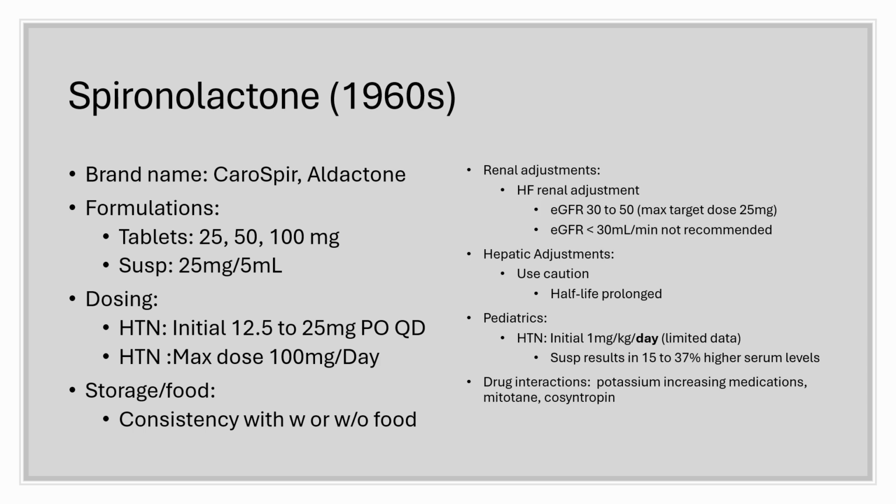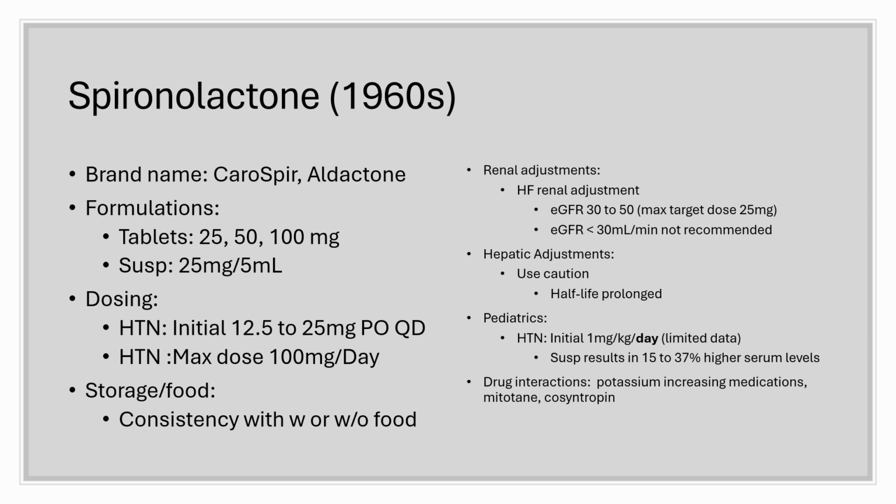For patients with heart failure and renal dysfunction, it's generally avoided if the eGFR is less than 30. If spironolactone is used to treat hypertension in children, its initial dose is 1 milligram per kilogram per day, but data is limited in this population.